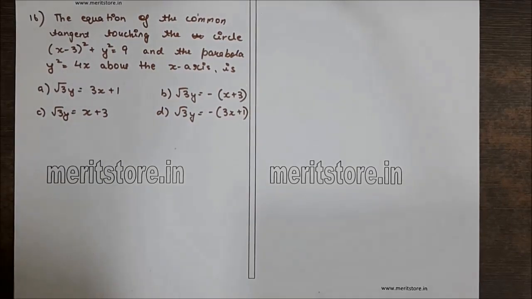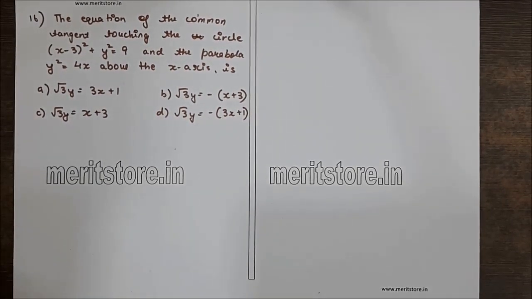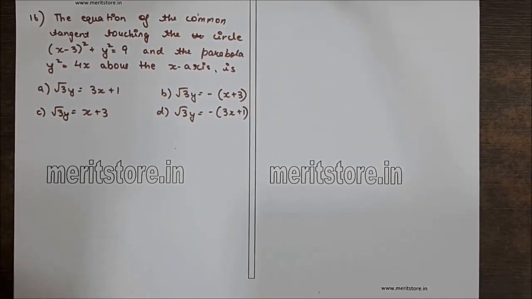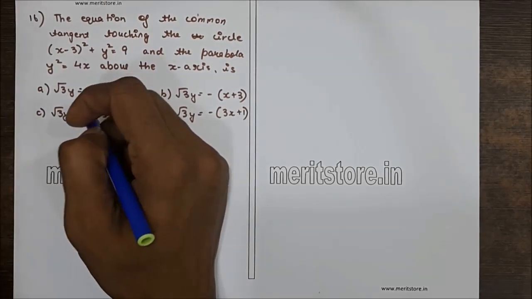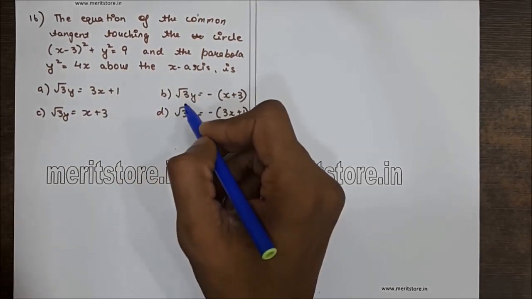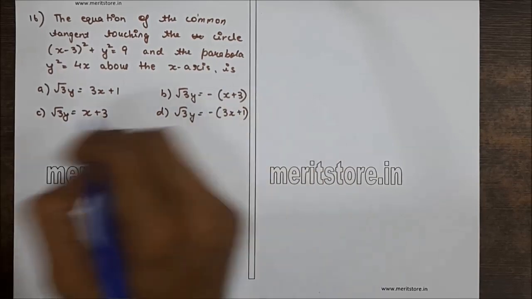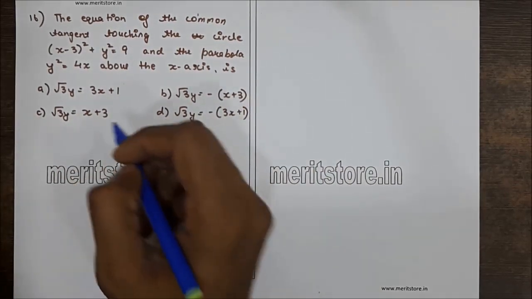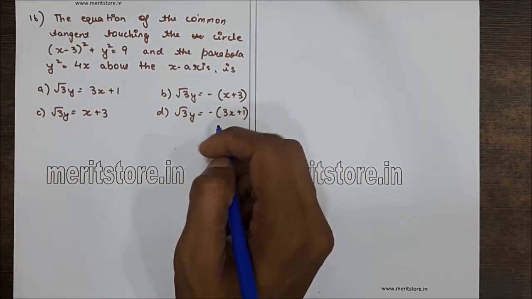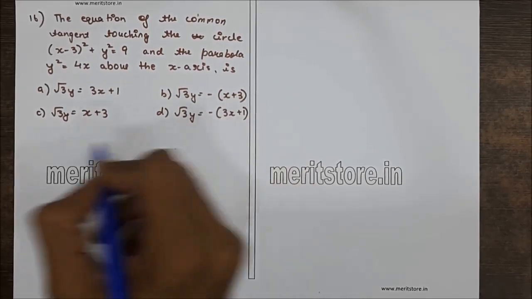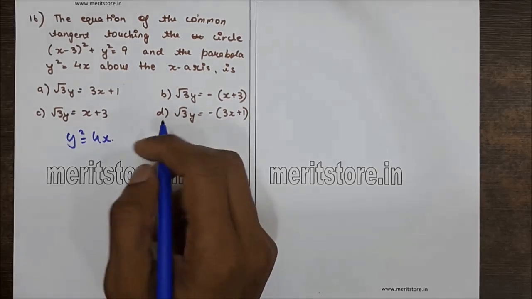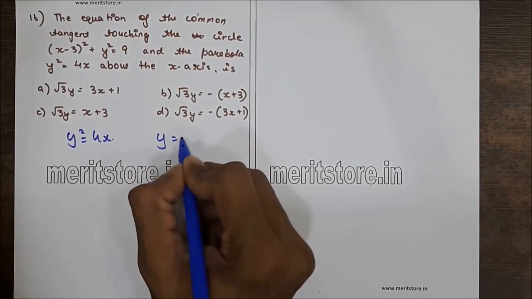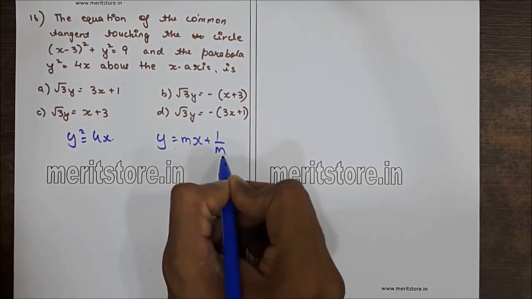Question 16. The equation of the common tangent touching the circle (x minus 3) the whole square plus y square is equal to 9 and the parabola y square is equal to 4x above the x-axis is, we have four options. A: root 3 into y is equal to 3x plus 1. B: root 3 into y minus x plus 3. C: root 3y is equal to x plus 3. D: root 3y is equal to minus 3x plus 1. Any tangent to y square is equal to 4ax is y equal to mx plus 1 by m.